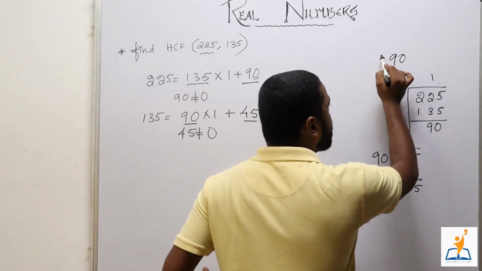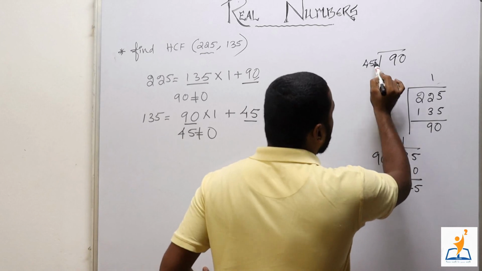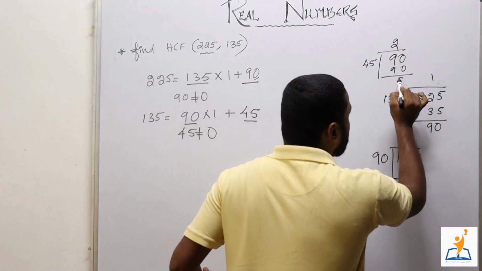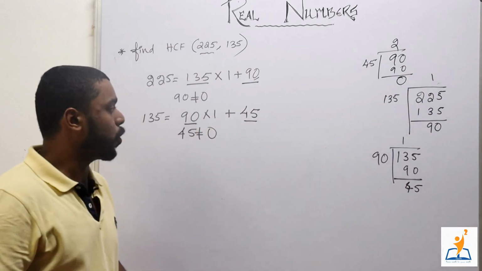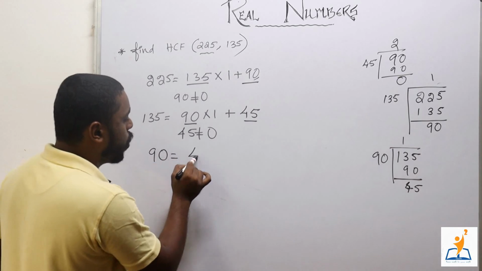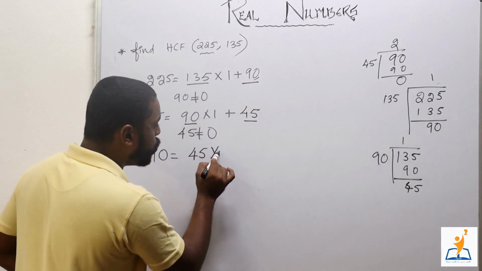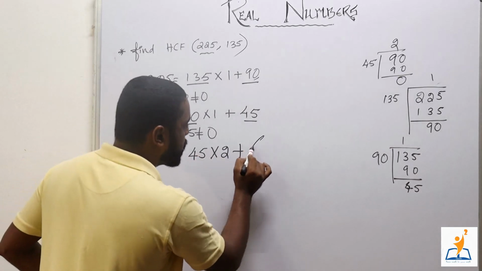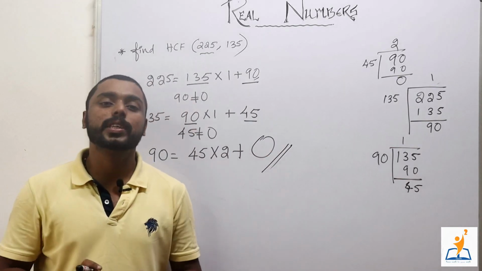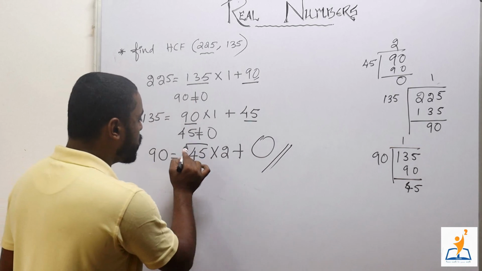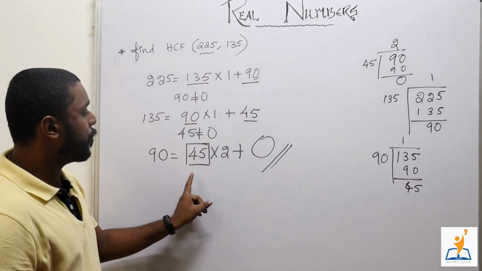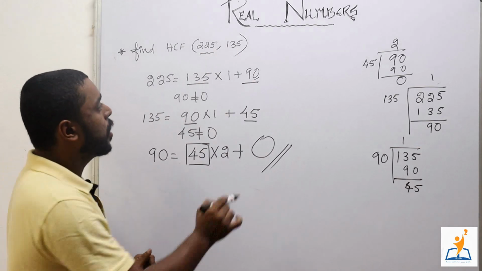So 90 divided by 45. 45 is contained 2 times. So we get 90 and the remainder is equal to 0. So we can represent 90 is equal to 45 into 2 plus 0. So the remainder in this stage is equal to 0. Hence we can conclude that HCF of 225 and 135 is nothing but 45.